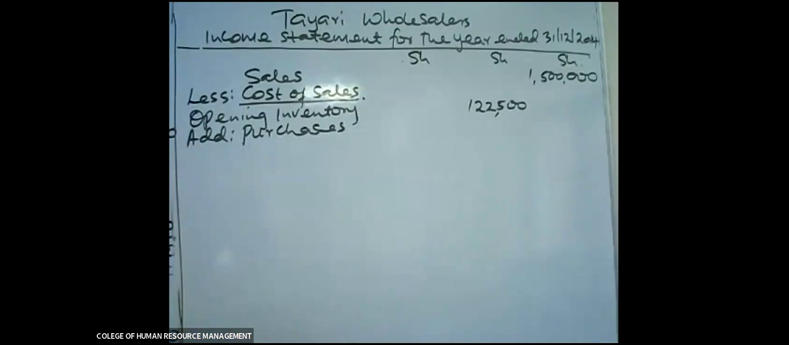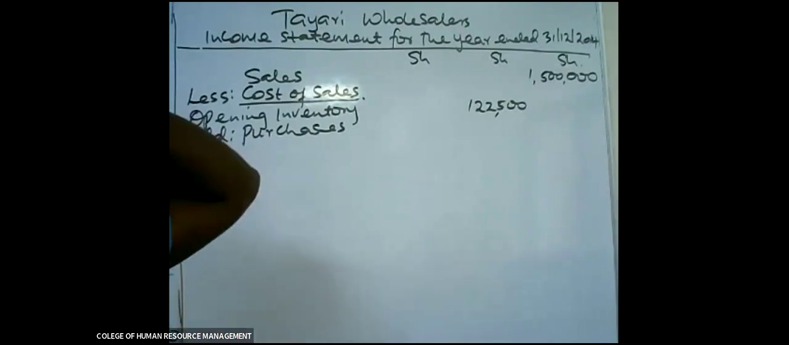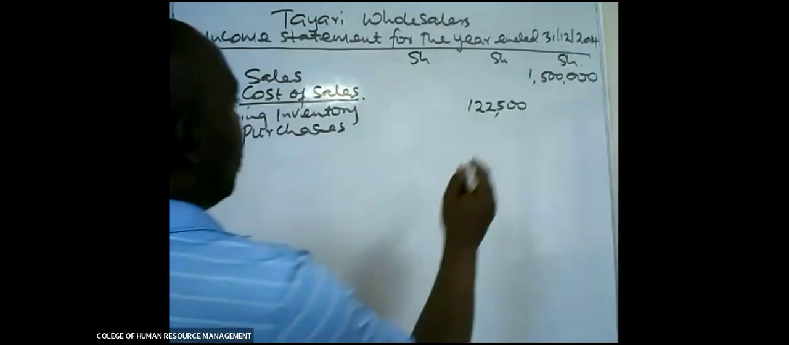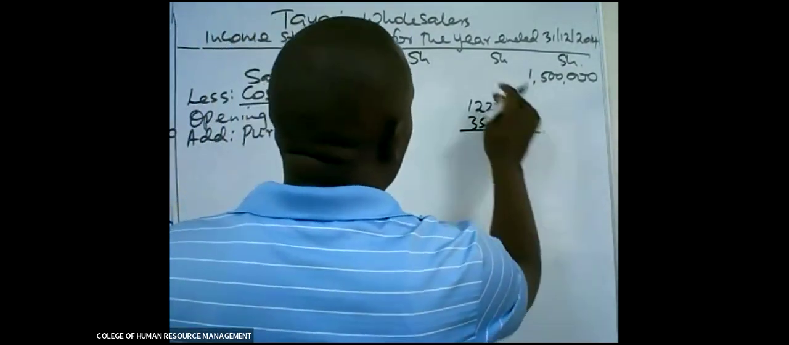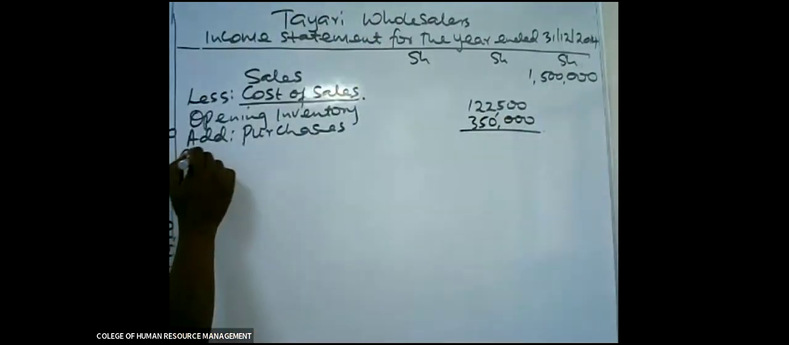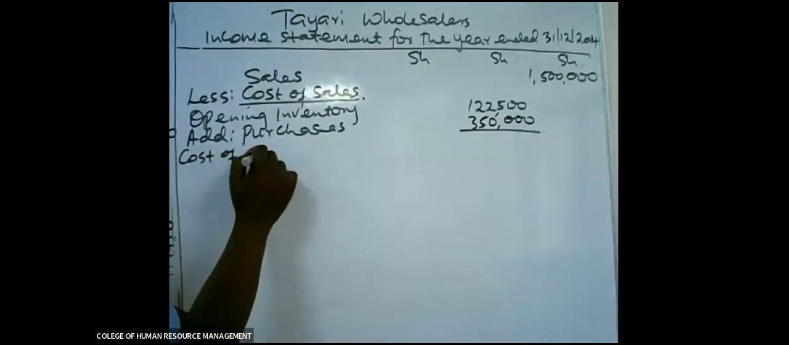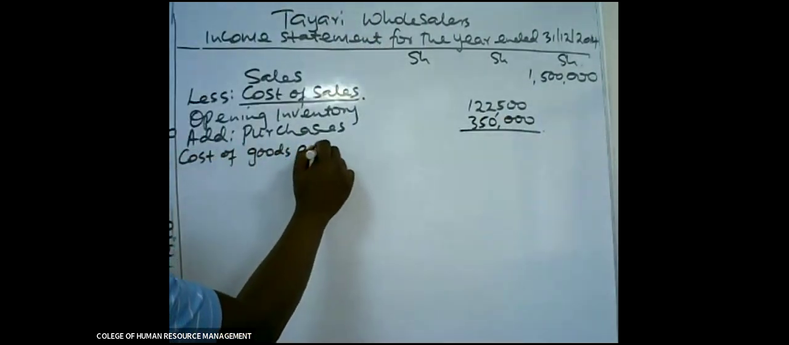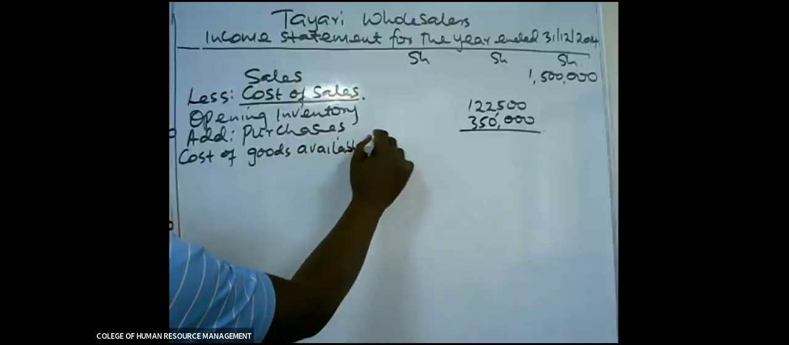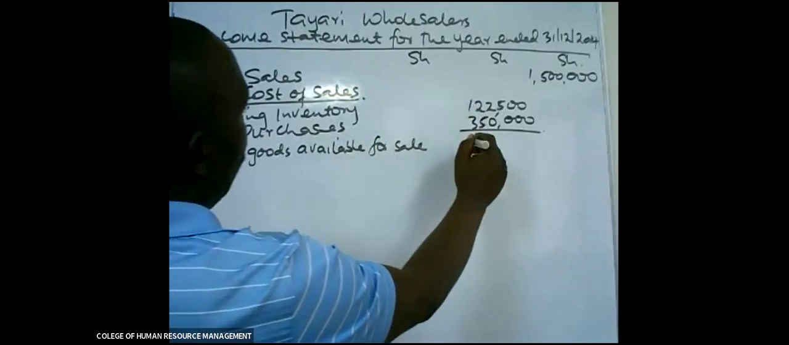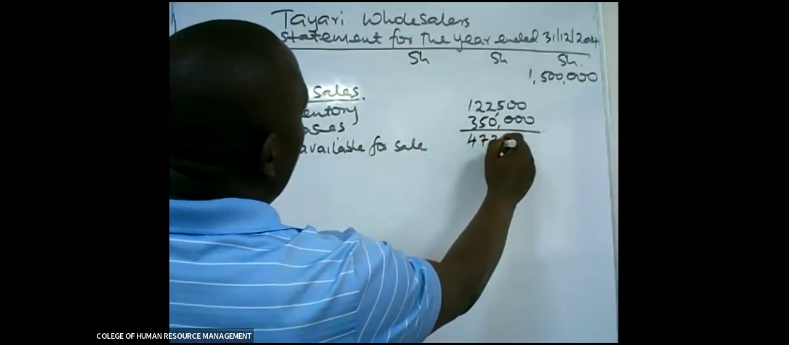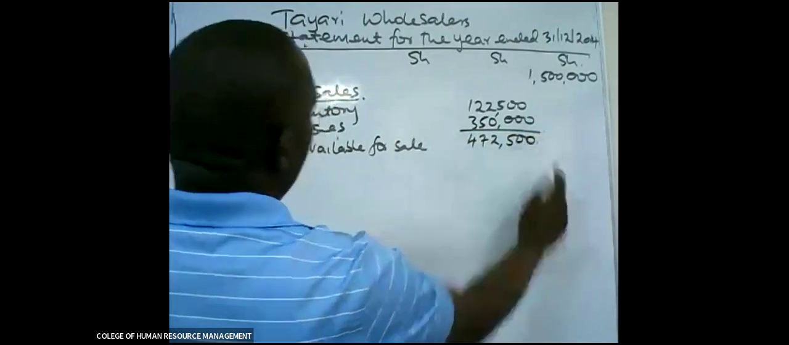And actually, I don't see carriage inwards. I can't see purchases returns or returns outwards. So that 350,000, just take it here. Then you do this and this to get what is available: cost of goods available for sale. This one will be 472,500.